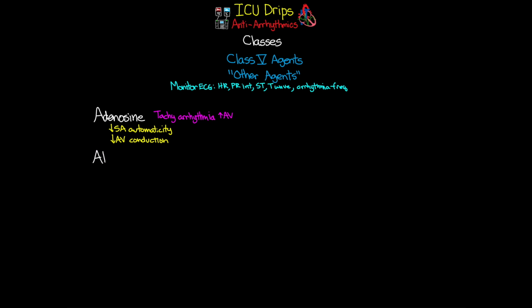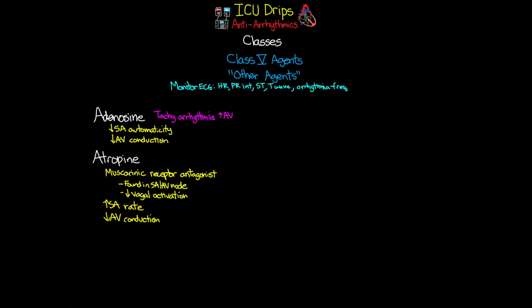The next medication in this class is a medication called atropine. And atropine is actually a muscarinic receptor antagonist. These muscarinic receptors are usually found primarily in the SA and AV node. And so by blocking these receptors, we're going to be reducing vagal activation at these nodes. In addition to this, it also increases the rate of the SA node. It decreases the AV node conduction and the absolute refractory period.